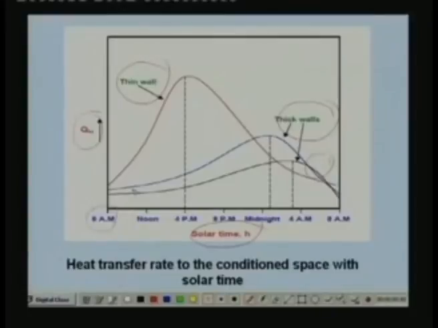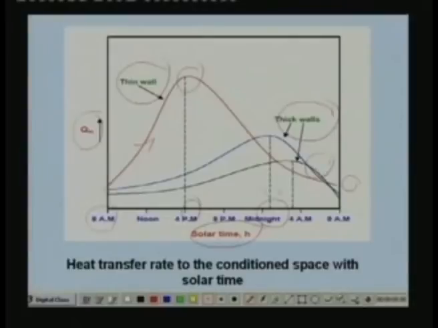hours after the sunrise. For a thin wall, the heat transfer rate increases in this manner, and it reaches a peak at about 4 pm, and then again it starts decreasing, and it reaches a minimum at about 8 am. And for a thick wall, again it starts increasing from about 8 am. It reaches a peak around midnight, not during the daytime but during the night time, and again it decreases.